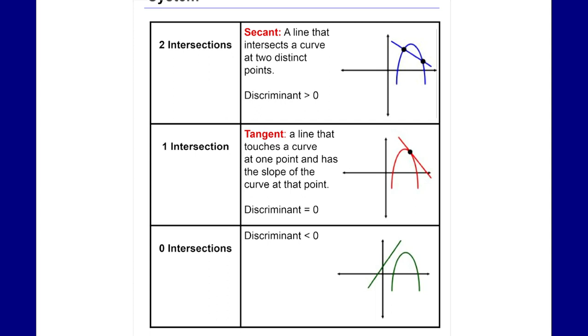Similarly, we could have no intersections, so the parabola and the line will not touch. If that's the case, then the discriminant will be less than 0, so we can't take the square root of anything. So there are no solutions, no intersections. Similar to finding roots, we have those same 3 scenarios, except it's how many times our line intersects with the parabola.